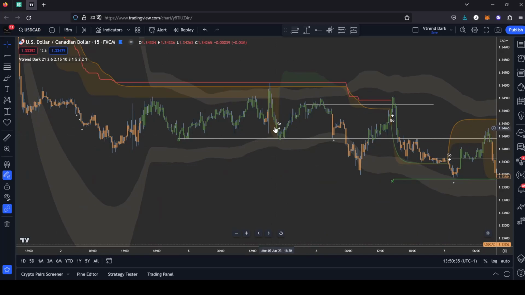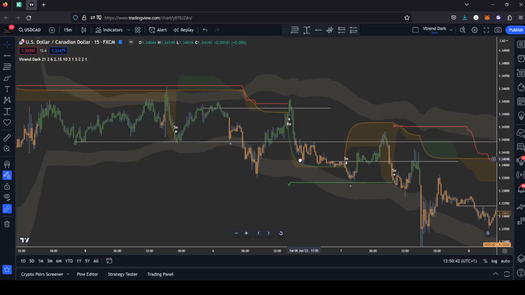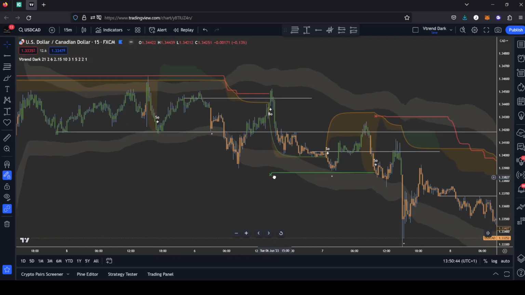I wouldn't have taken that one because the bar color is green, so I would have counted it as not proper, not a good trade. Not everything was lining up. This one I possibly would have taken.